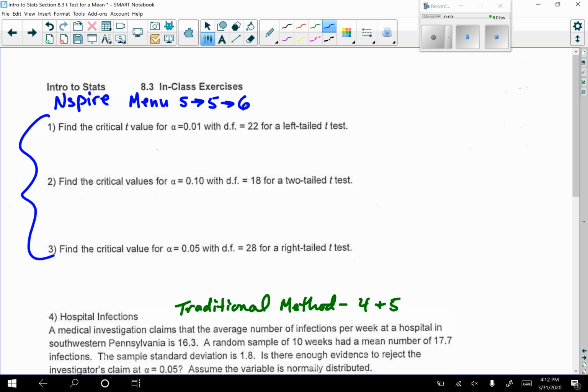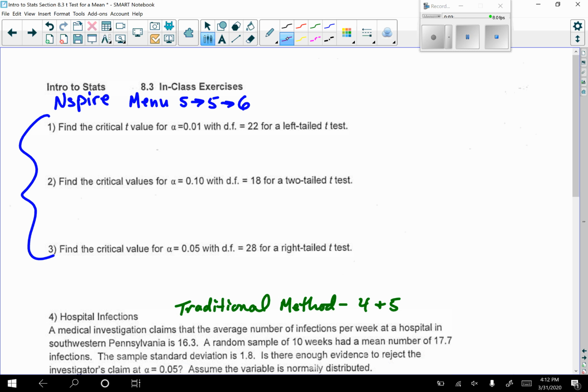So if you want to pause the video at this point, copy the problems down, go ahead and try these. Notice the degrees of freedom are already given. I'm not giving you the sample size, I'm giving you the degrees of freedom. So go ahead and pause this, give these a try, and then continue playing to see what you're coming up with. All right, so for number 1, our critical t value for alpha is 0.01, degrees of freedom 22.